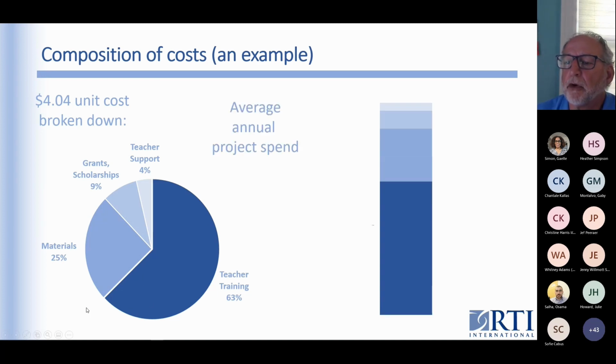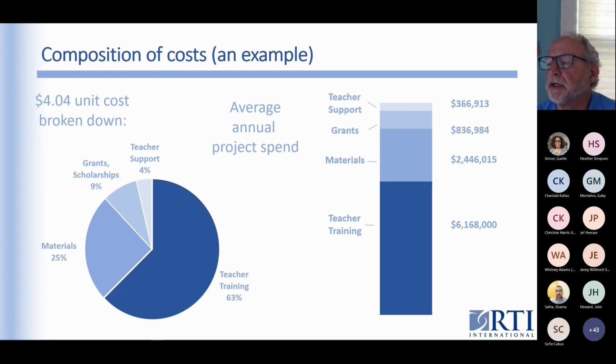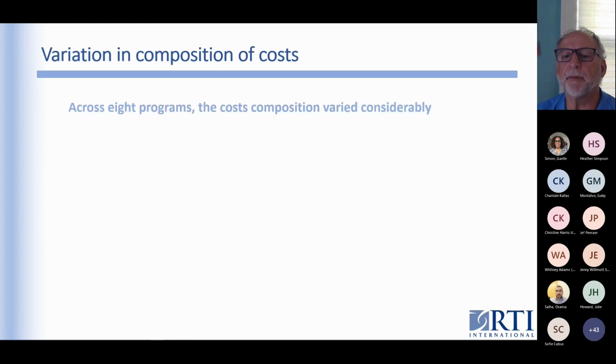And if we look at that in total over an annual average project spend, we see the millions of dollars that are needed, primarily in this case for teacher training, but also for materials, grants, and teacher support. You can come back and think about this in terms of which aspects are an initial investment, and which aspects need to recur into the future as the system tries to sustain the improvements that the program contributed to. But what's interesting is that the composition of the unit costs across all 8 programs varies considerably.